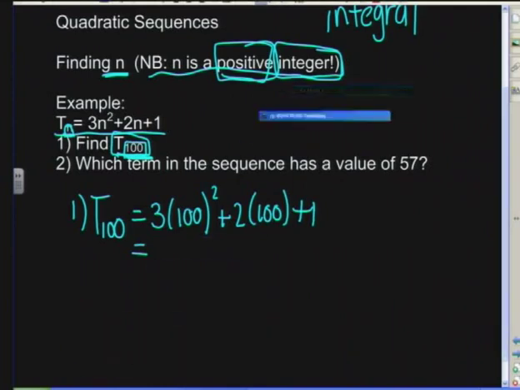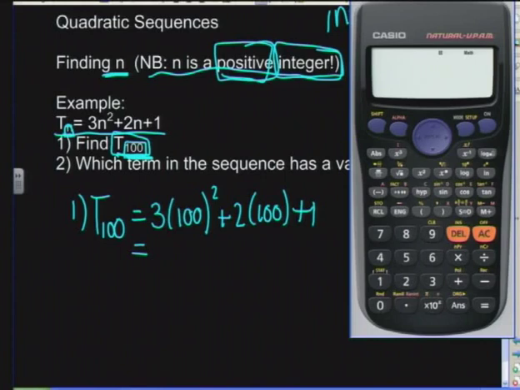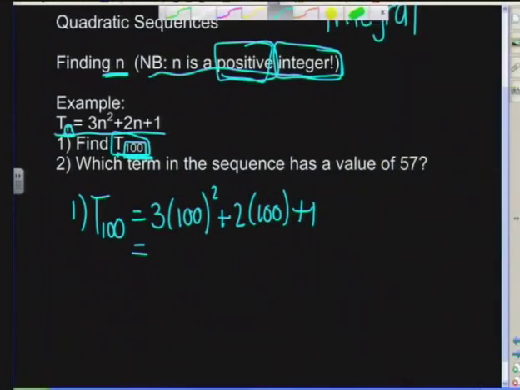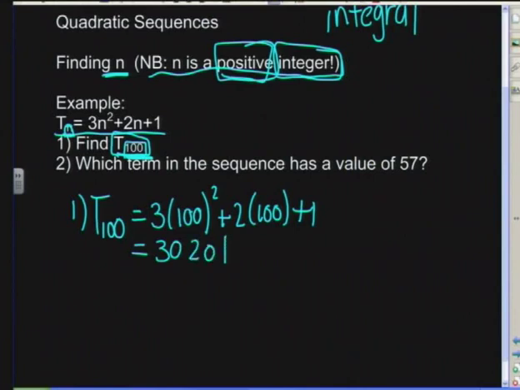We're going to call up our calculator and see what that gives us. We've got 3, and in brackets 100 squared, plus 2 times 100, close brackets, plus 1. And that gives us an answer of 30,201. So that is the value of the 100th term. Remember, all we did when they asked us to find term 100 is replace n with 100 in the quadratic sequence formula that they gave you.